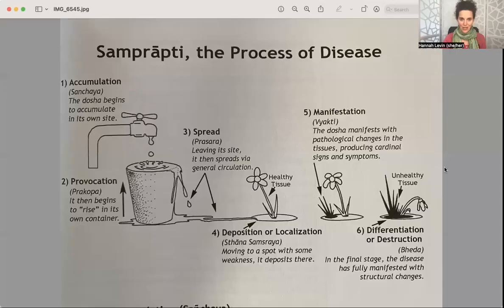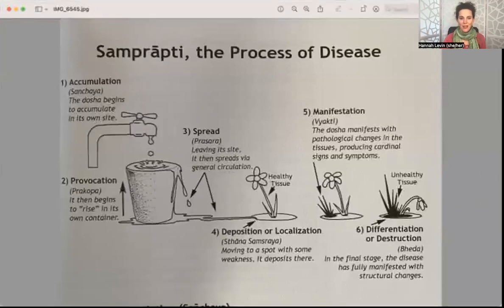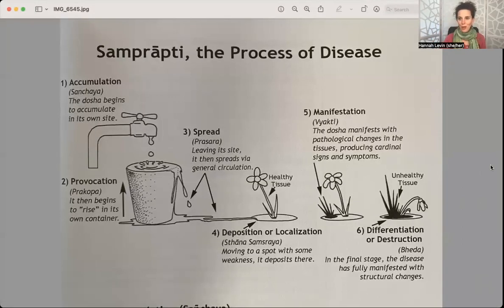In Ayurveda, the process of disease is called Samprapti, and there are 6 stages of disease. I'm going to share with you a graphic that I will talk you through. This is just a picture that I took. This graphic is really helpful for being able to see a visual of what exactly is happening. So I'll talk us through this.